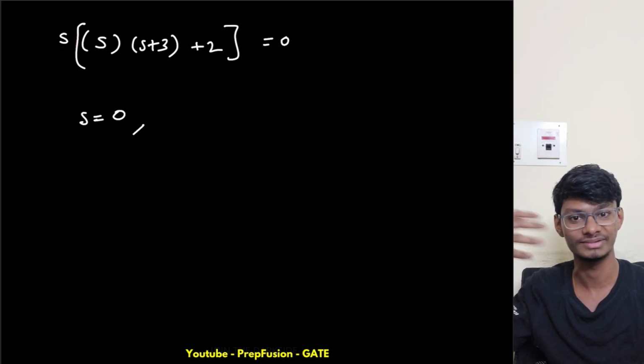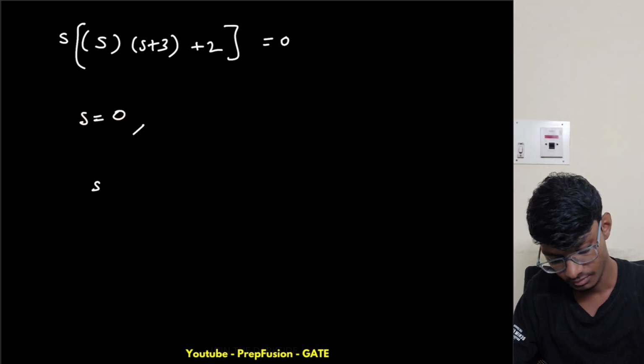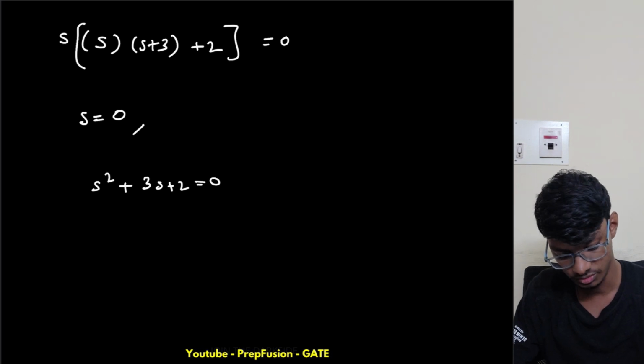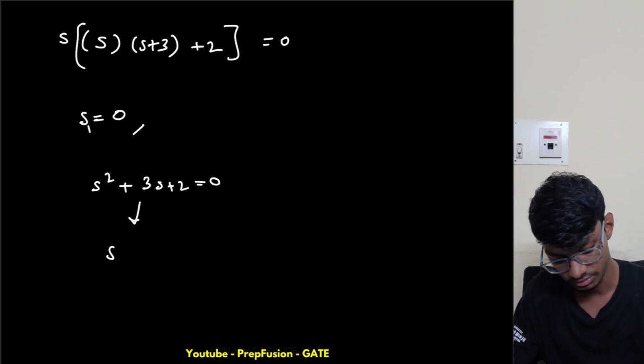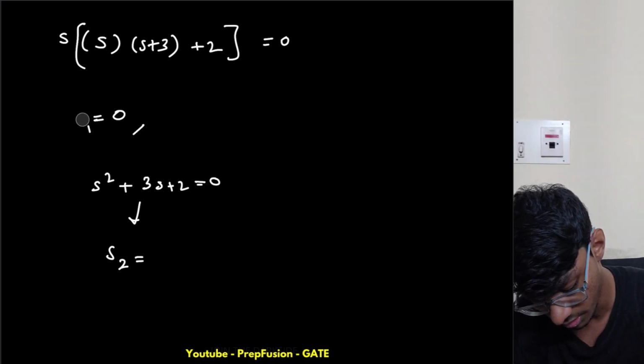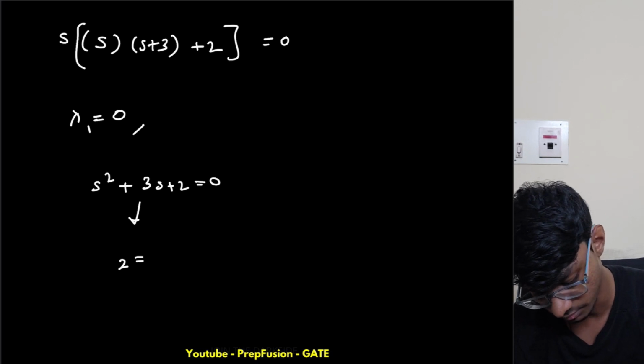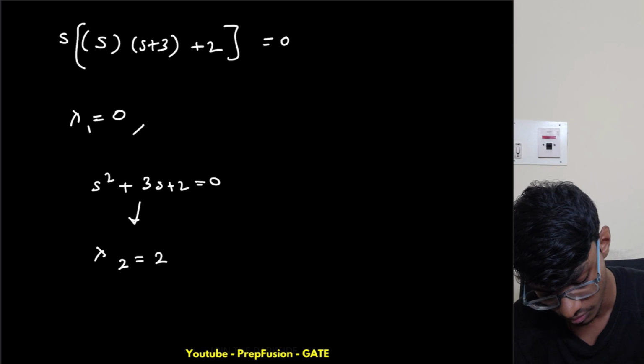Okay, I can't divide by 0 on both sides, right? So yeah, one equation, this one. Now this one is S square plus 3S plus 2 equals 0. Now this is simple to solve only. So like this is S1, now S2, right? Let me write this as lambda 1 only, and lambda 2. Okay, this is simple only. Lambda 2 equals 2 and let's say lambda 3 equals 1.